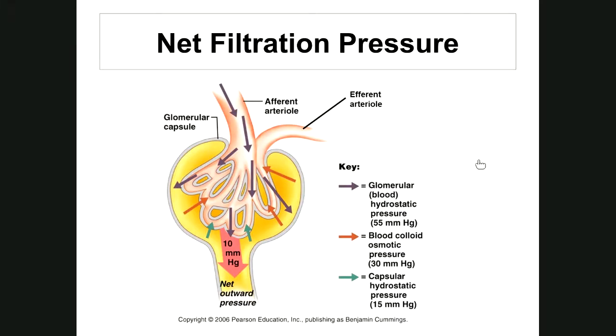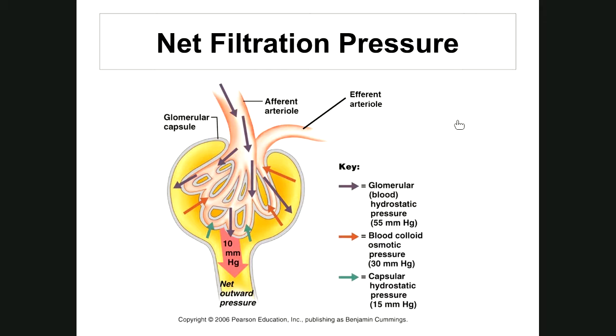All right, so let's look at something called net filtration pressure. It's also called effective filtration pressure. And let's look at the definition. The pressure which causes filtrate to be formed, that means to leave the capillary and enter the glomerular space. The space here where it's yellow. Now you have an equation. I don't have it on here, but you have it in your notes.